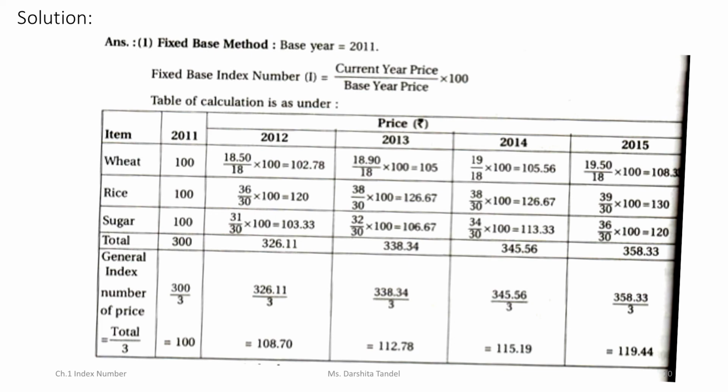Here the total of 2011 is given, 300, 2012 is given, 326.11, and according to their year wise their total is given. So the general index number of price is 300 divided by 3, which is equal to 100. Similarly, in year 2012, 326.11 divided by 3 is equal to 108.70. Similarly, in years 2013, 14, 15, we have to find the general index number by dividing it as average.